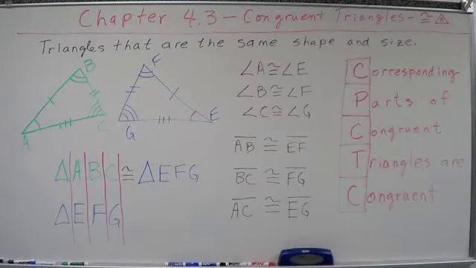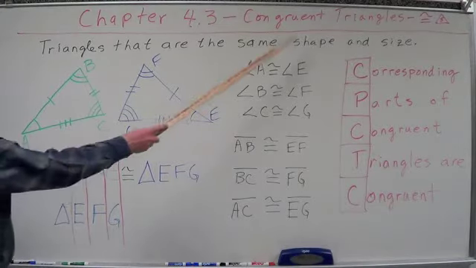Section 4.3, we talk about congruent triangles. Up until this time, we just talked about congruent single dimension items, like congruent segments, congruent angles, that sort of thing. Now we're actually going to combine those congruencies of congruent segments and congruent angles into two-dimensional figures and talk about congruent triangles.